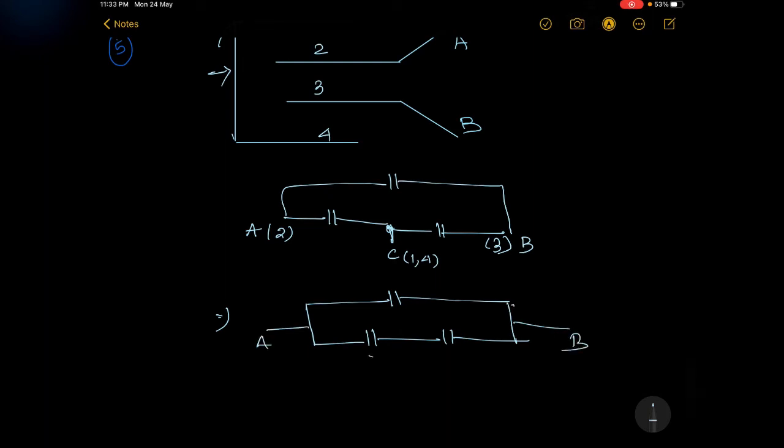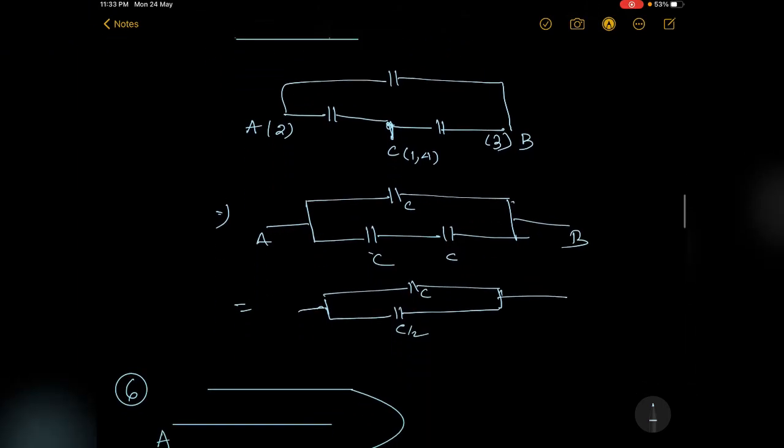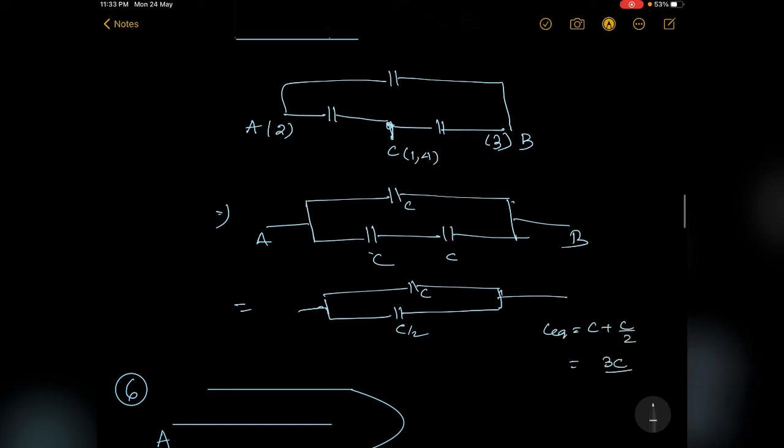These two are in series, and these two will be in series. So the equivalent capacitance of the two capacitors in series will be C by 2. And it is C. So equivalent capacitance will be C plus C by 2. That means 3C by 2. This equivalent capacitance will be 3C by 2.